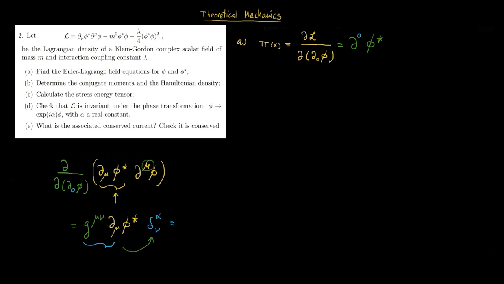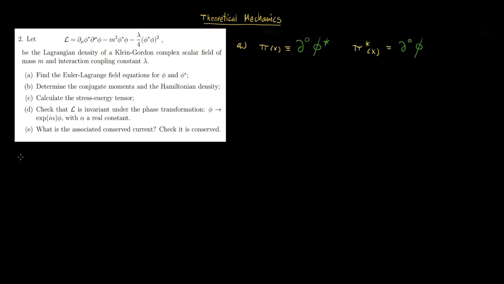And again, if you conjugate the whole equation, you will obtain pi star of x equals the conjugate of this term. So we will have partial 0 phi, because again, the Lagrangian density is a real magnitude. So that's it. Okay, let's calculate the Hamiltonian density.